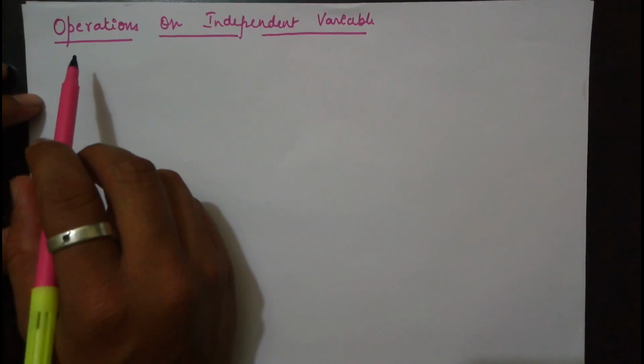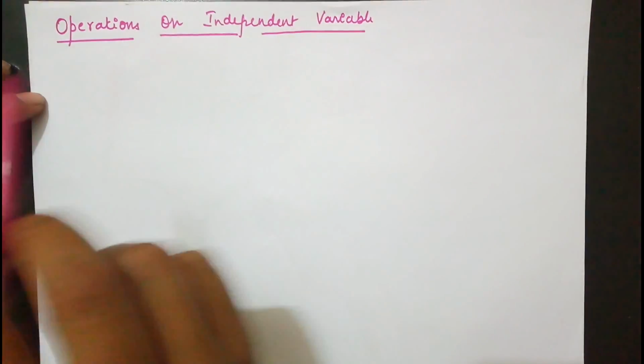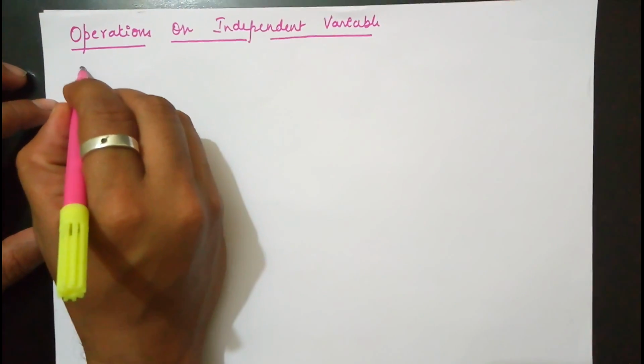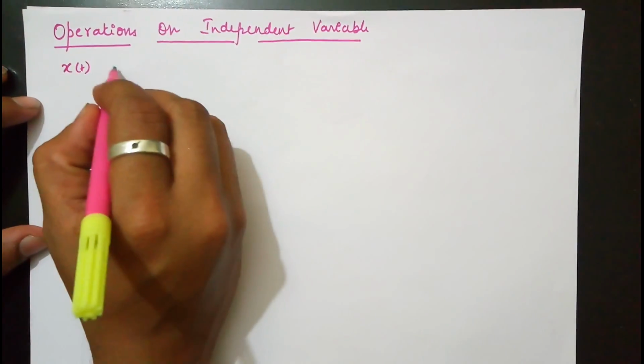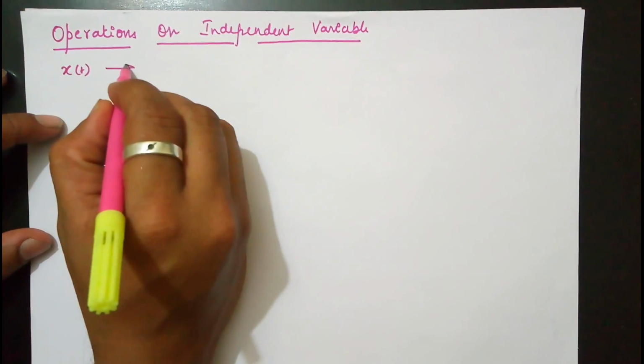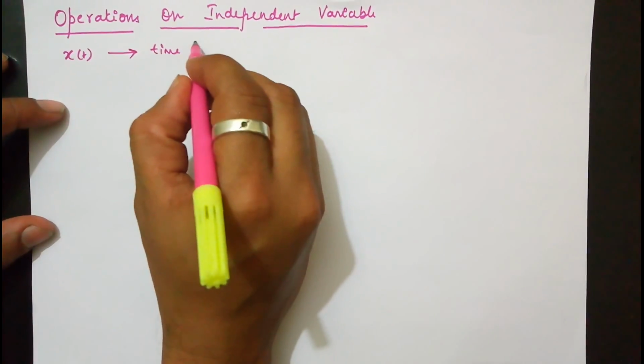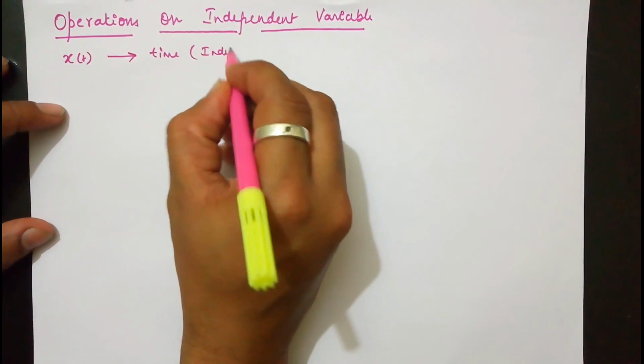Today we will be discussing operations on independent variable. Now when I say the independent variable, if x of t is a function, it is a function of time. So the time here becomes the independent variable.